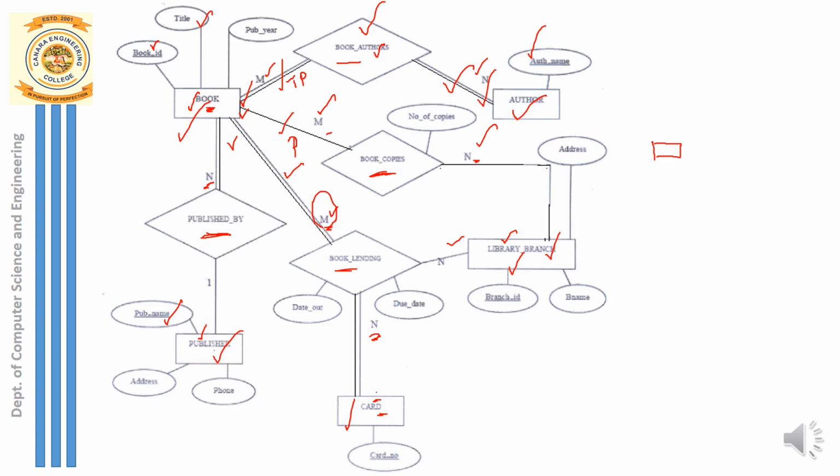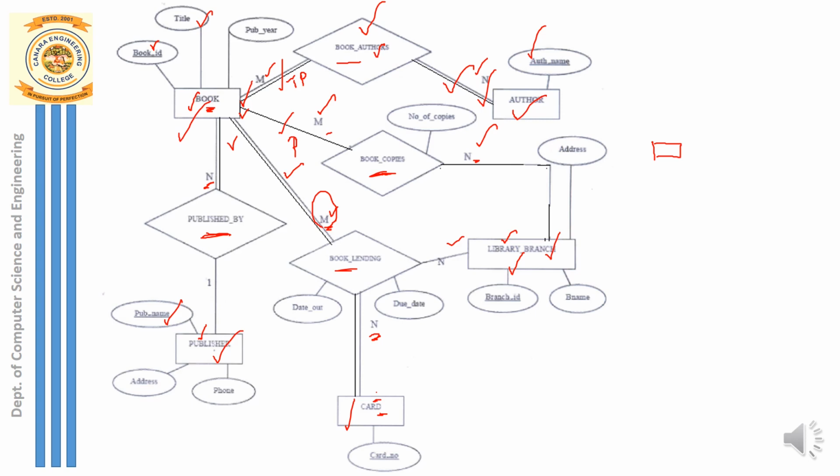Card and book. Here I cannot represent this book lending as a common relationship, because the participation constraints are different. So you can show it as a different relationship, okay? But here I have taken the same relationship, so don't get confused. Let's take it as total only. It is all left to your perspective, okay? From the user's perspective, you can consider it as total or partial.